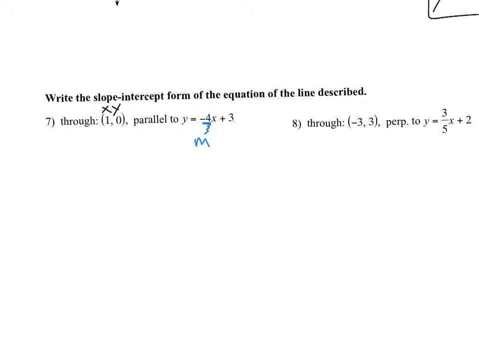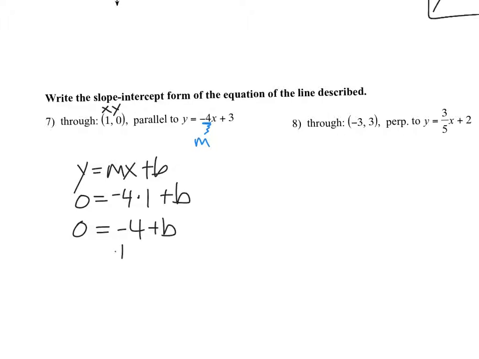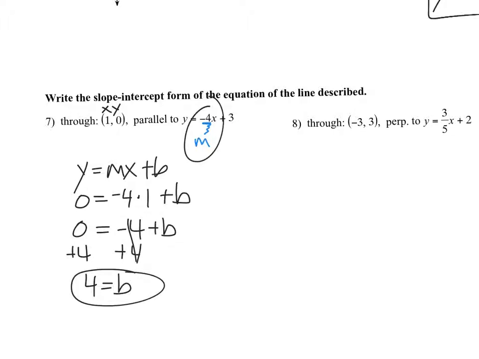So now I do the y equals mx plus b. I'm going to plug in those values. So y is 0, m is -4, my x is 1. So I get 0 is -4 plus b. Add 4. So 4 equals b. So there's my b. Here's my m. So y equals mx, and then my b, which is +4.